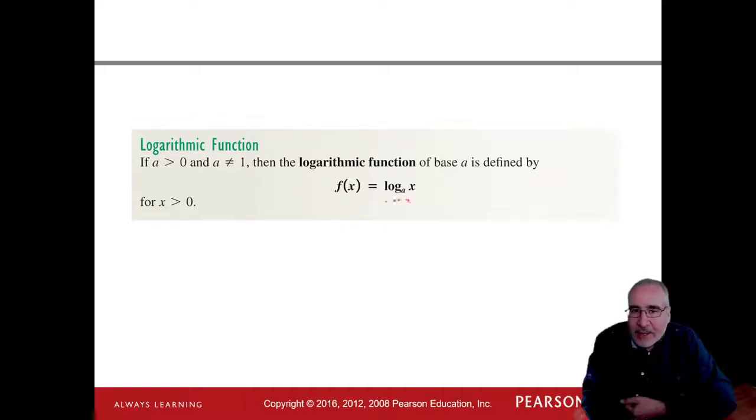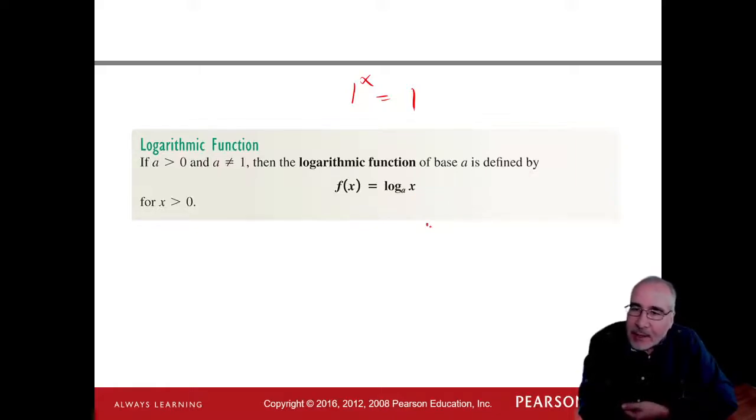And so then they define it: a has to be greater than 0, and it can't be equal to 1, because we don't have a log base 1. Remember that would be 1 to the x, which is just always equal to 1. It's a very boring function, so we don't call it. So a is anything but 1.